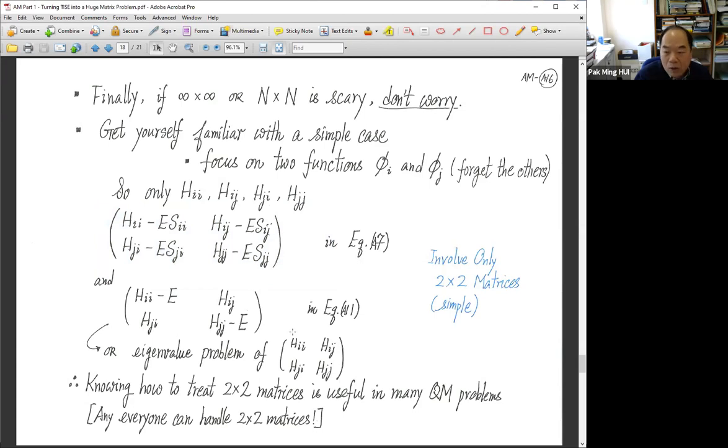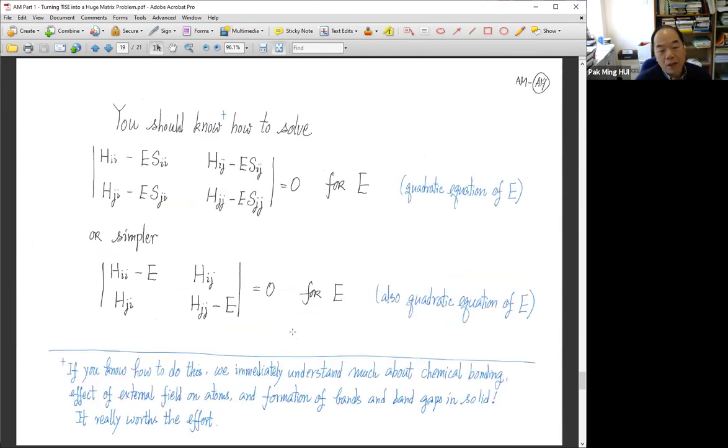So all in all, perhaps at the end, you only need to do many 2 by 2 matrices. So you should know how to do that. That is problem set 1. You have to do that unless you give up.